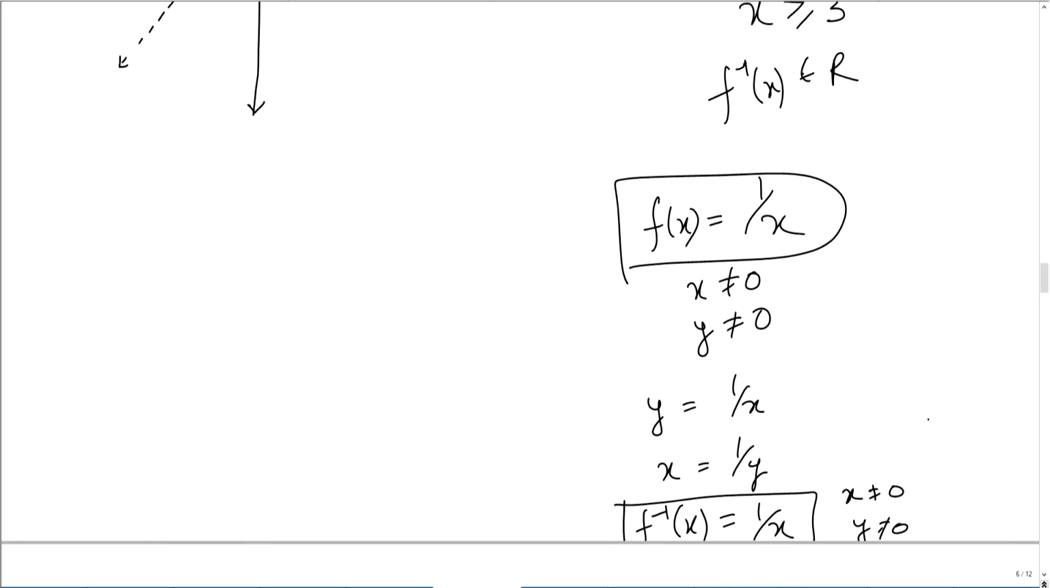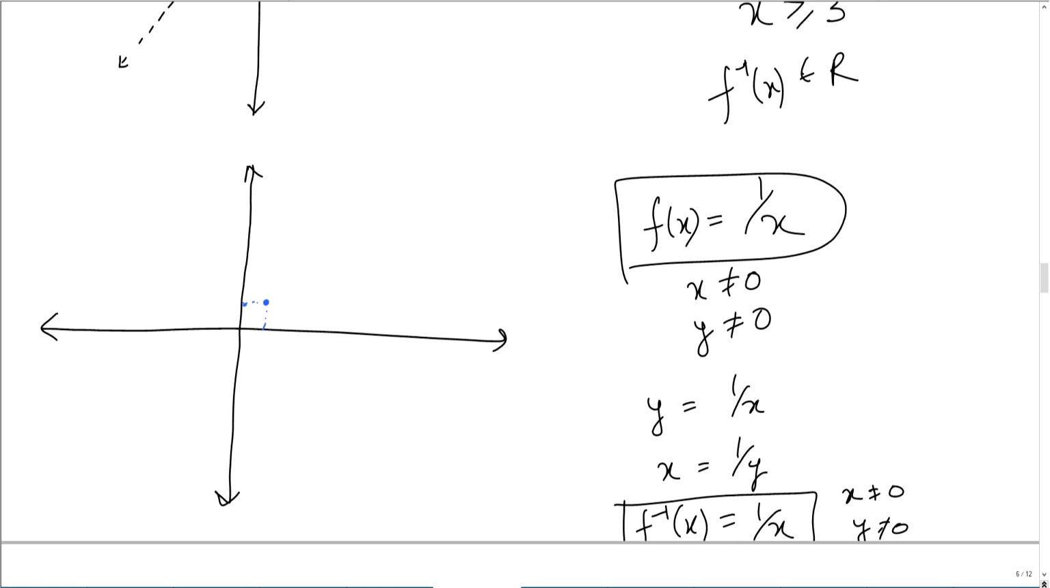Now, let us try to draw these two. So, what is the graph of the function 1 by x? When x is 0, the graph is undefined. When y is 0, the graph is undefined. When x is 1, the value of y is 1. So somewhere here.